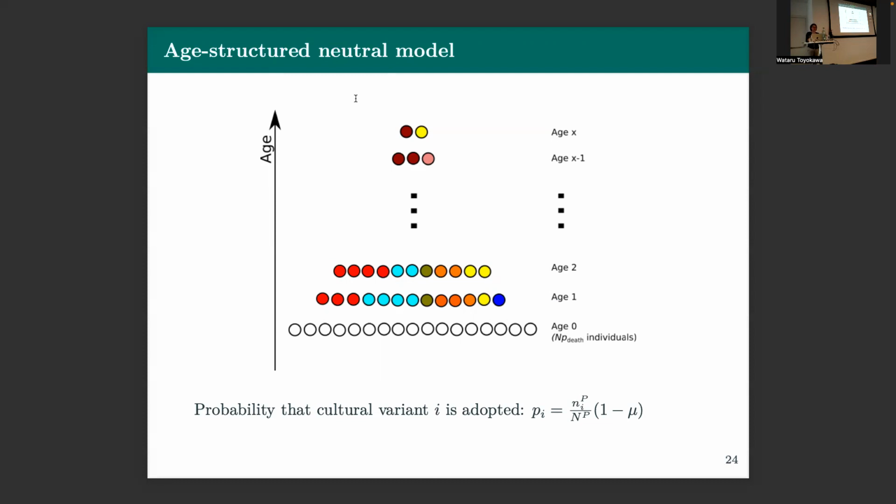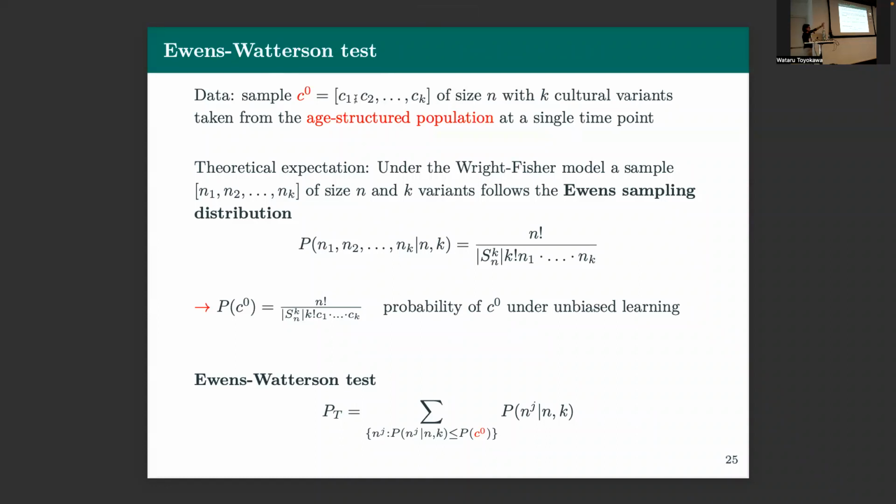Then we have the sample and ask, okay, now let's use standard models which have been used to detect, let's say, unbiased transmission derived from the Wright-Fisher process, and see whether we can detect unbiased transmission. So that's precisely what we do. We have our sample C0 taken from an age-structured population, and the statistical test is the so-called Ewens-Watterson test, just to give you an idea how it works.